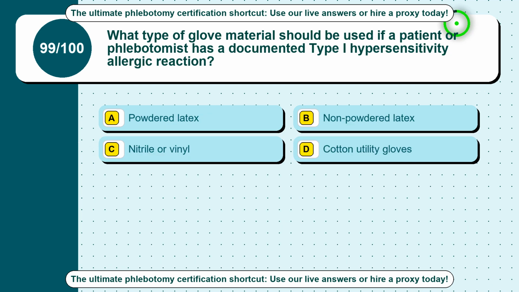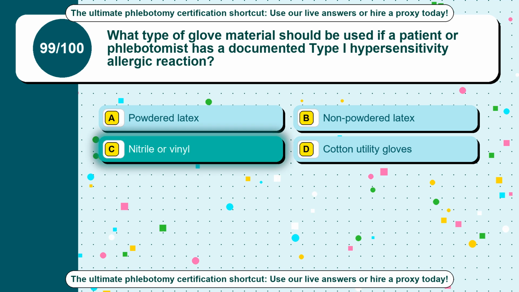Question 99. What type of glove material should be used if a patient or phlebotomist has a documented type I hypersensitivity allergic reaction? Option A, powdered latex. Option B, non-powdered latex. Option C, nitrile or vinyl. Option D, cotton utility gloves. The correct answer is option C, nitrile or vinyl.